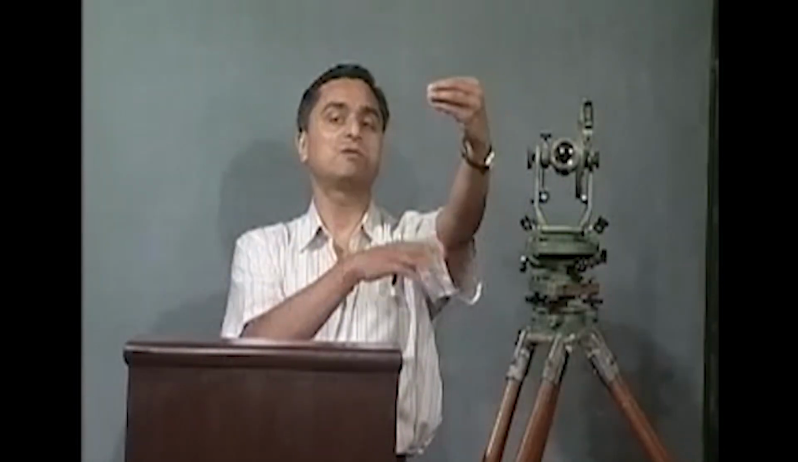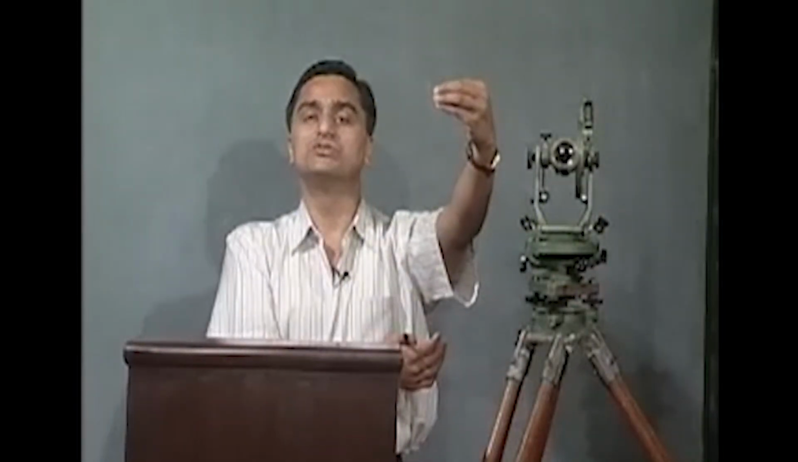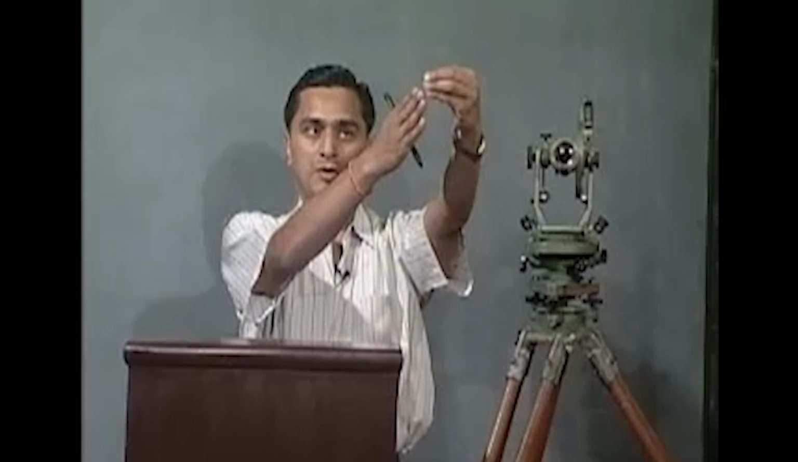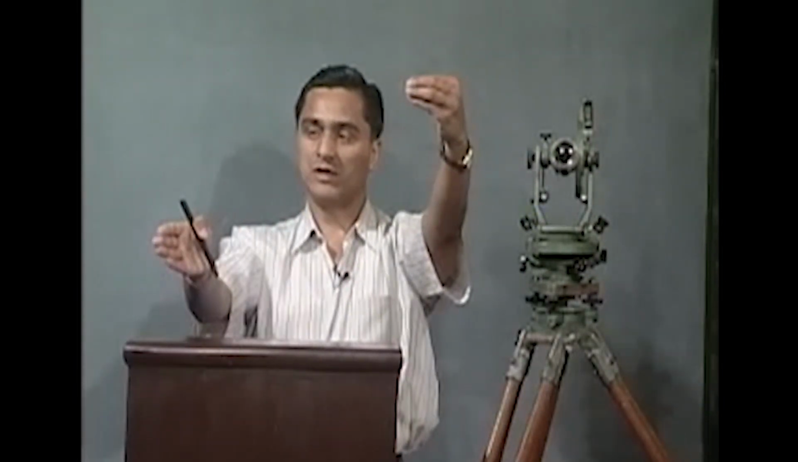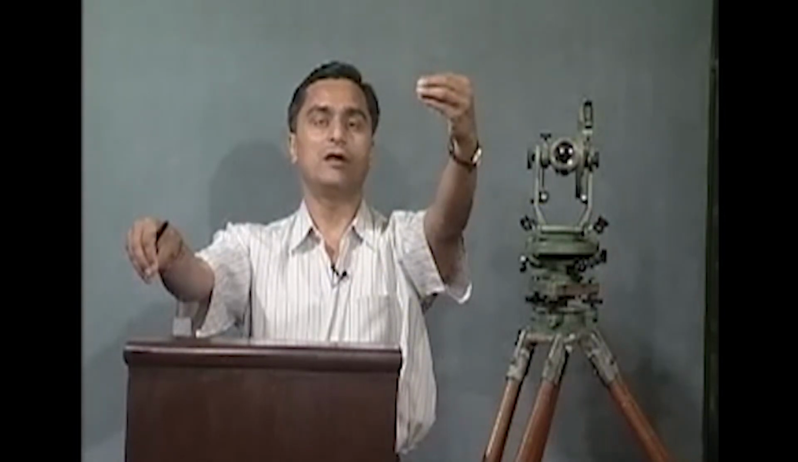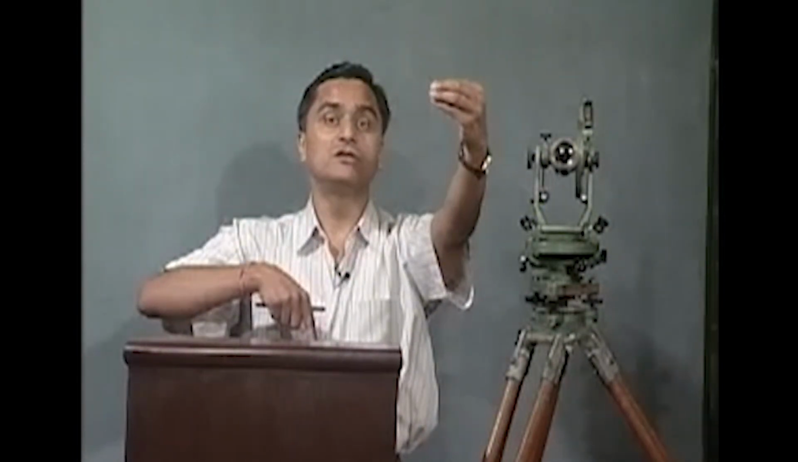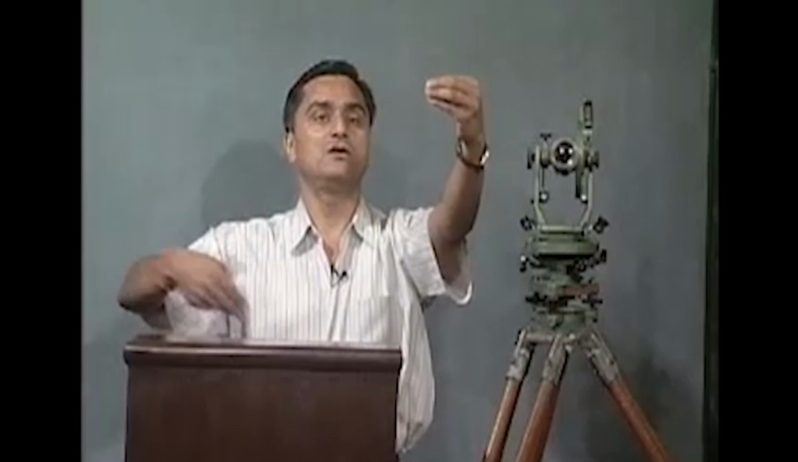So what will be the procedure? First of all, I will set my readings in the instrument to be 0, 0, 0. I will bisect this A. Well, A is bisected. Then what will I do? I will bring my telescope down and then rotate it like this in order to bisect B. And whatever is the rotation over here in the theodolite, that's the angle which we call the horizontal angle.